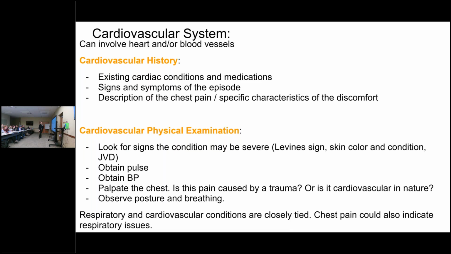So yeah, again, respiratory and cardiovascular conditions are closely tied. Chest pain could also indicate respiratory issues. Okay, so next, the nervous system.